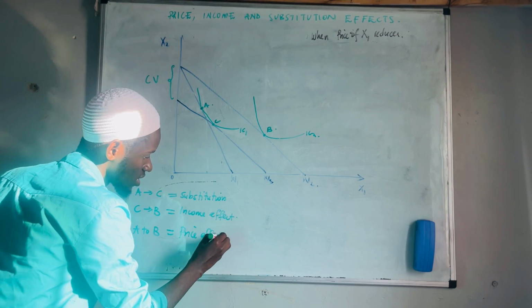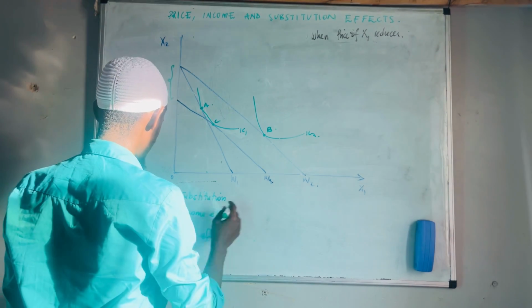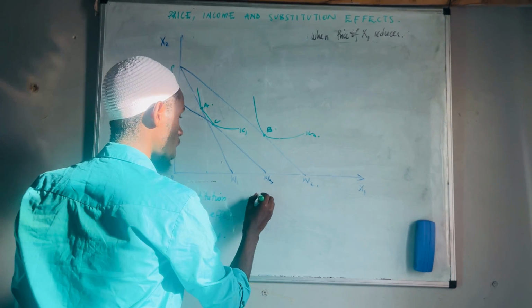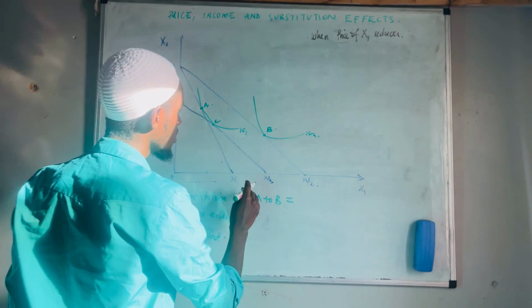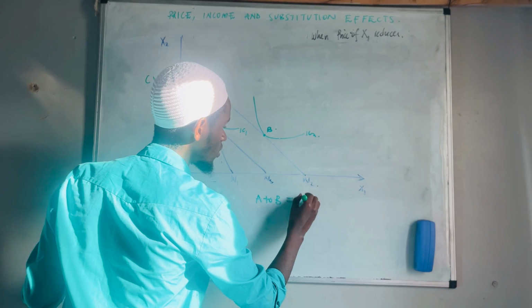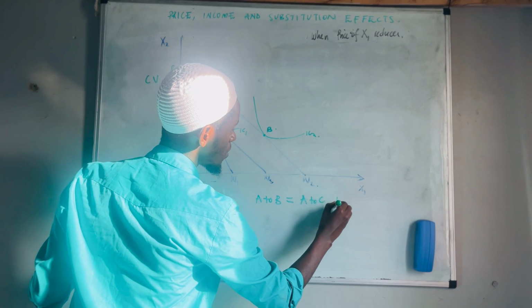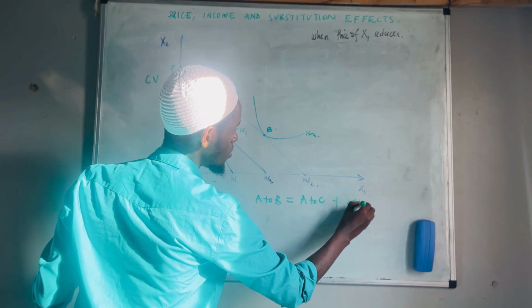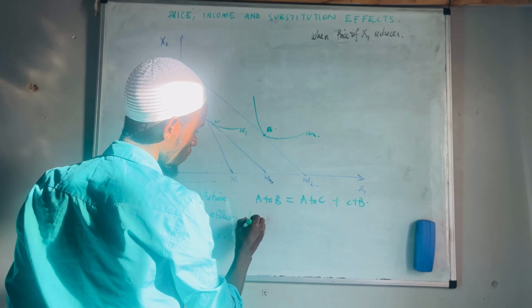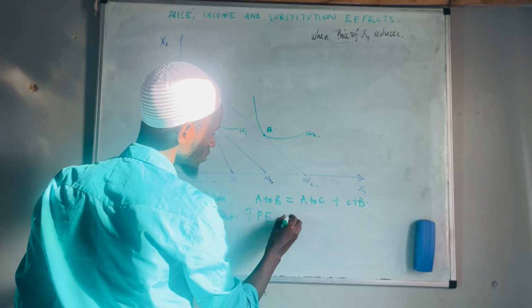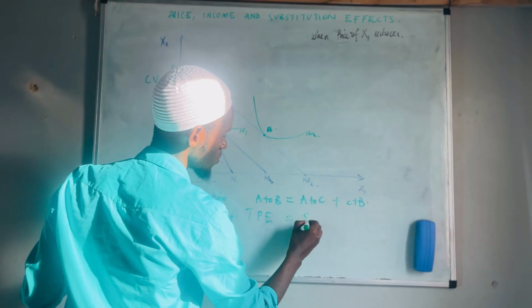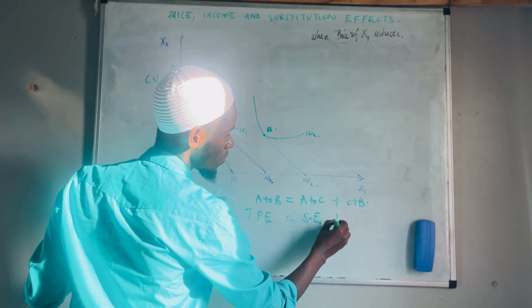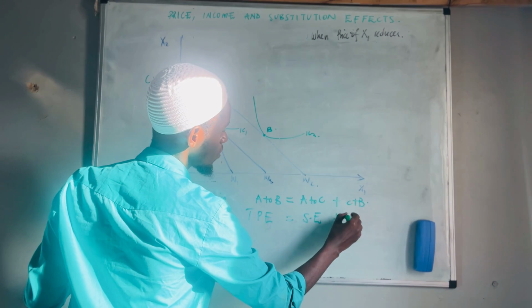And then likewise, it's going to be the same as having, for me, coming from A to B, and the same thing as having coming from A to C, then plus coming from C to B. Then we have the total price effect equals the substitution effect coming from A to C, and then plus what we call the income effect.